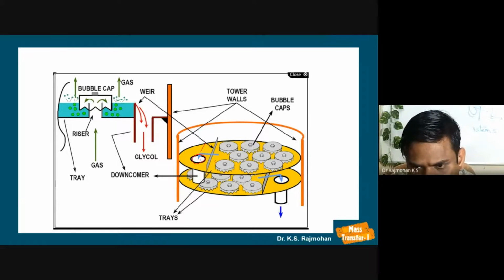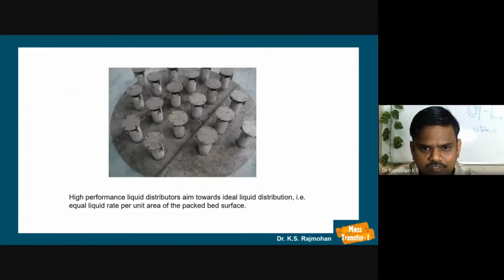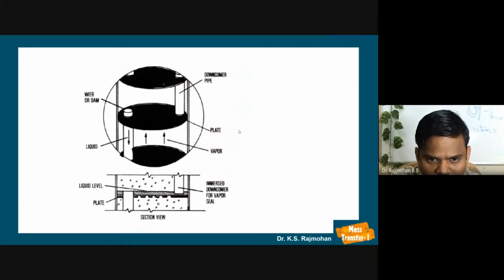When I talk about these downcomers, this is one type of downcomer where there is a possibility the gas can go this way, right? To avoid that, this design purely does not allow the gas to come across. Okay, so this is the high performance liquid distributor aimed towards ideal liquid distribution, so equal liquid rate per unit area of the packed bed surface. Again, this is another photograph. This is an example of downcomer pipes. This we call the weir.